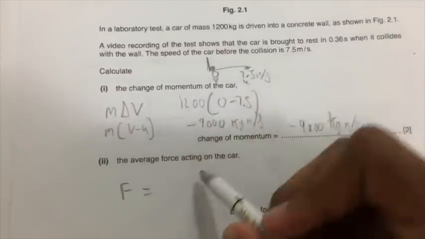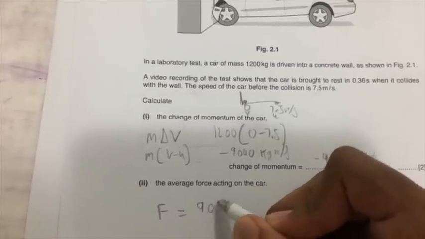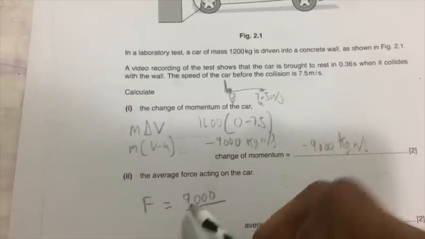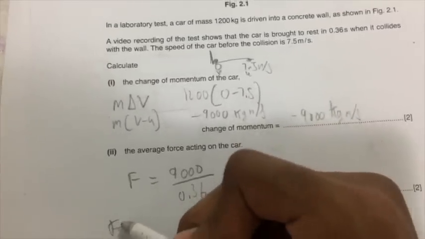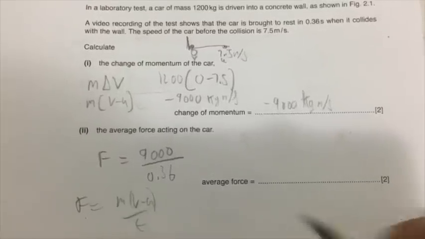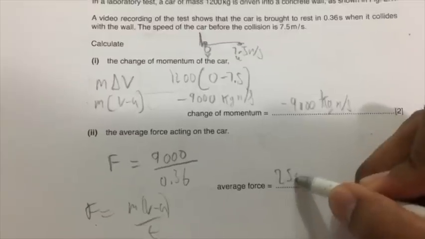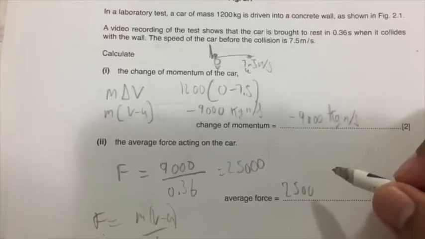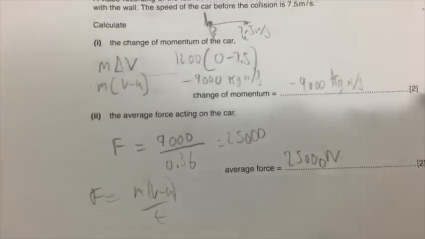Yep, now the average force acting on the car. Well, this is easy. The average force acting on the car is the change of momentum, which is 9,000, because m into delta v, m into v minus u, divided by the time taken, which is 0.36 seconds. There's a formula relating the force with change of momentum by time, and if we do 9,000 divided by 0.36, we're gonna get 2,500, and that's gonna be Newton. Oh, hold on, there's an extra zero. Divide by 0.36, alright. And how come I didn't put a negative symbol?